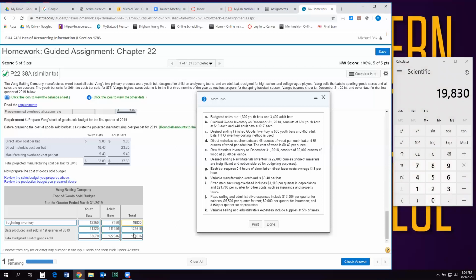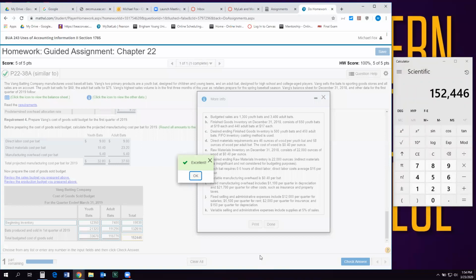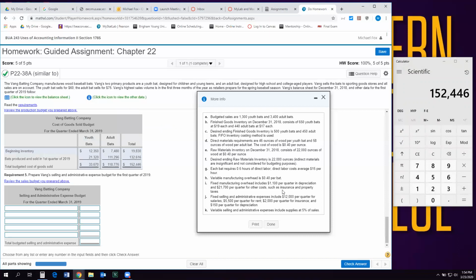This should still be the same. Let me add up adult bat total of 7,480 plus 118,776. And then my total, let's see if that got it. Got it. So again, I just made an arithmetic error up there on the adult bats. All right, we're getting close.